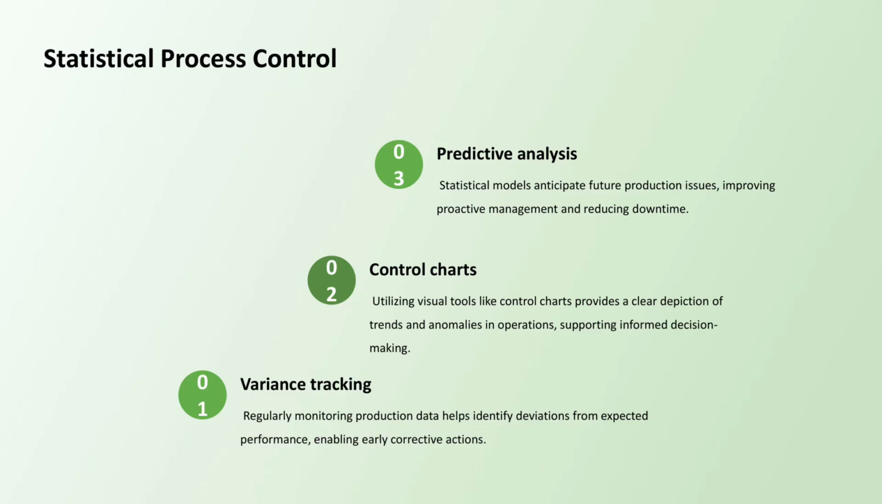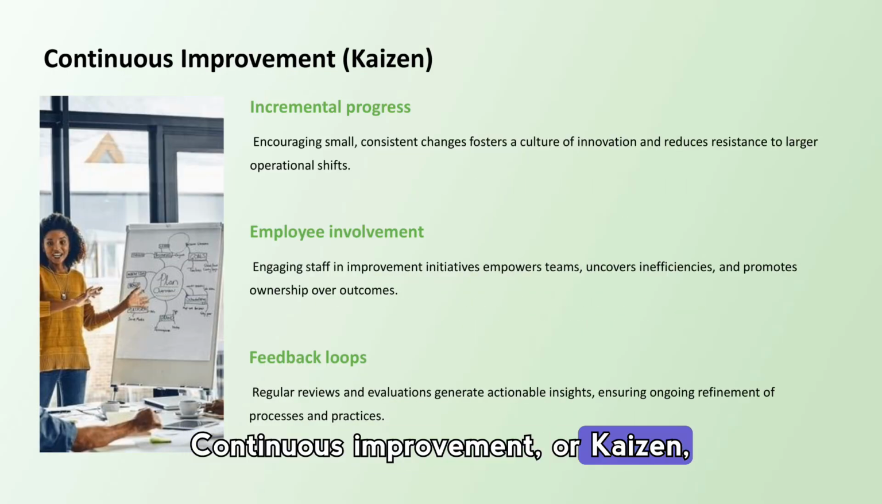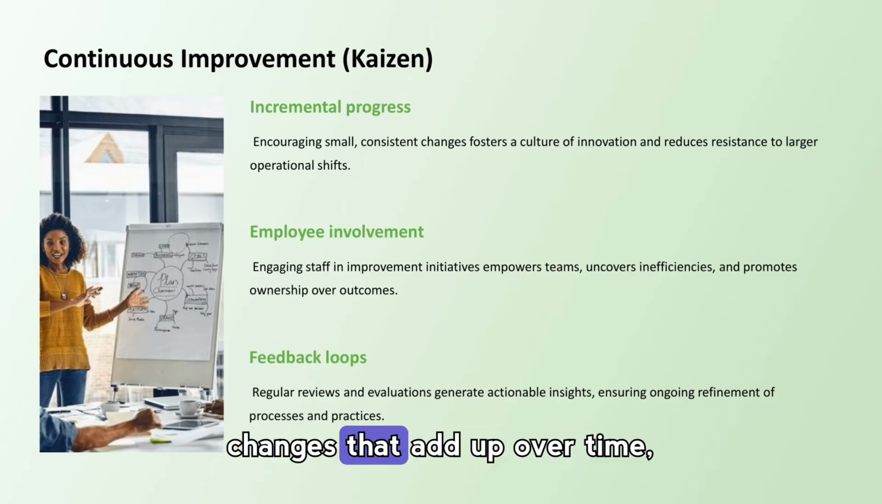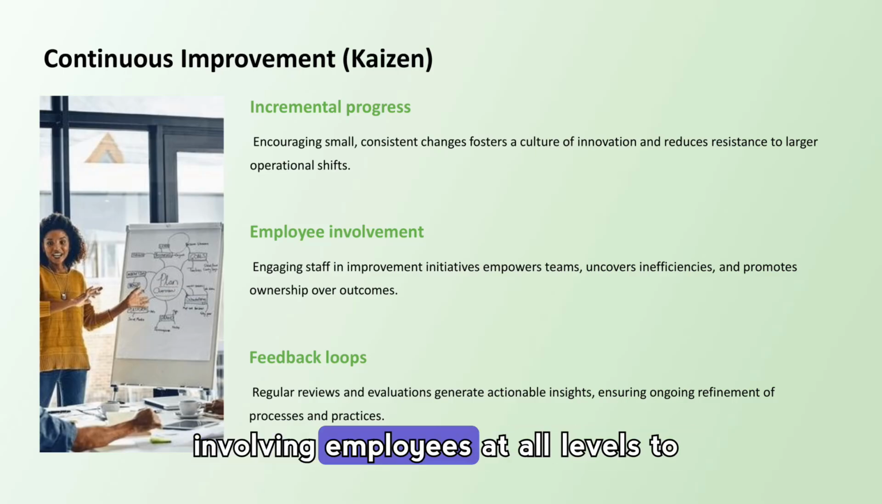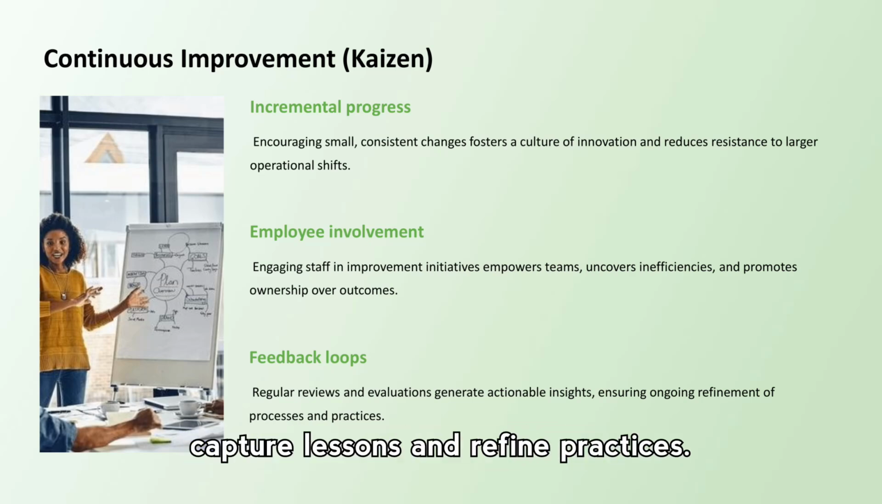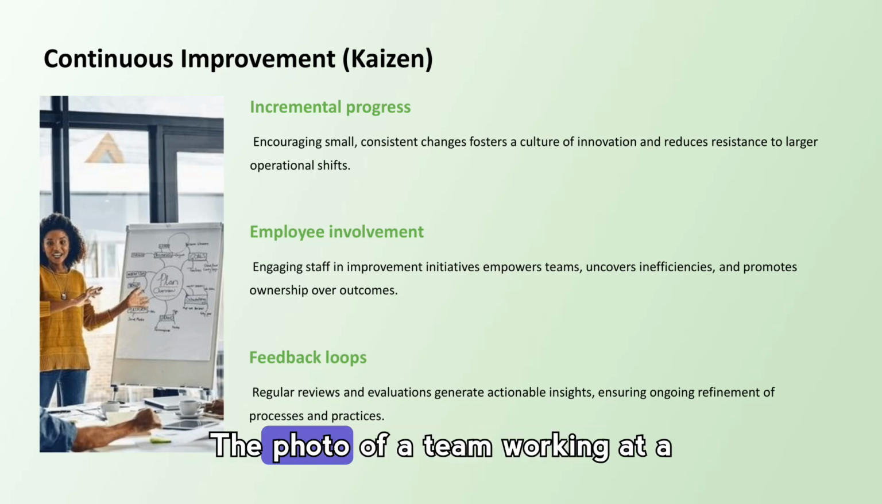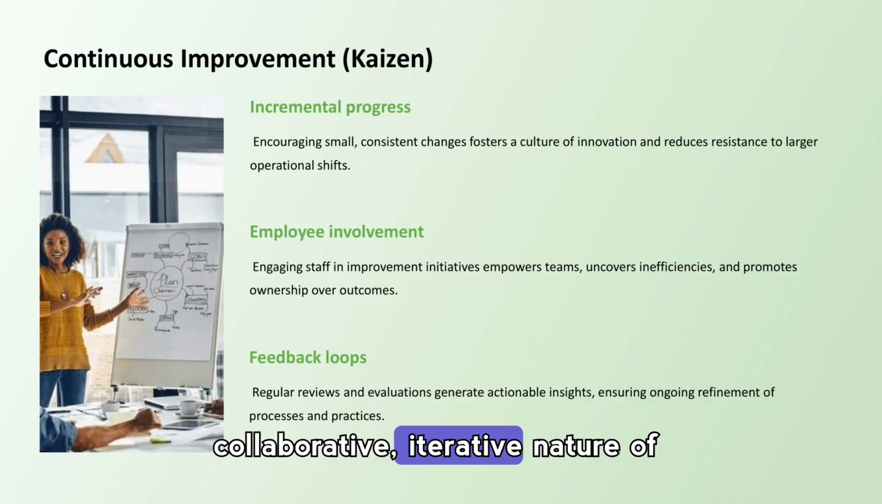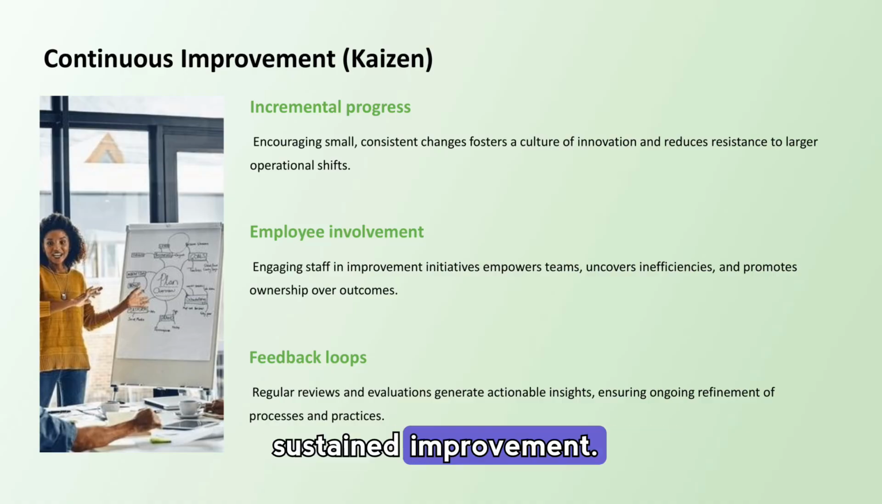proactive and reliable. Continuous improvement, or Kaizen, focuses on making small, consistent changes that add up over time, involving employees at all levels to uncover inefficiencies and establishing feedback loops to capture lessons and refine practices. The photo of a team working at a whiteboard illustrates the collaborative, iterative nature of sustained improvement.